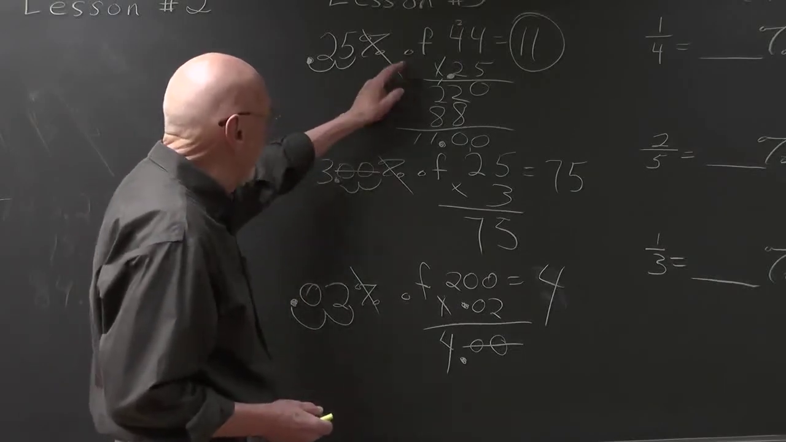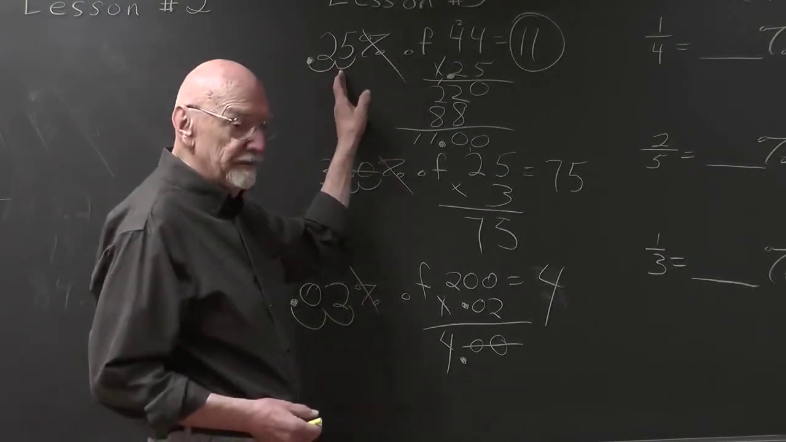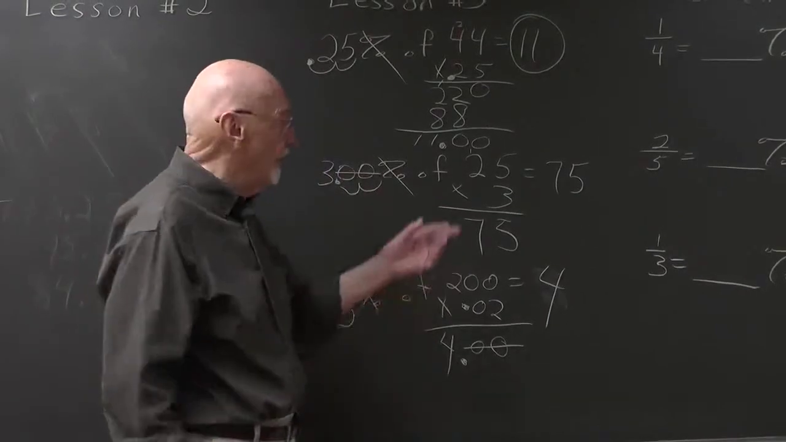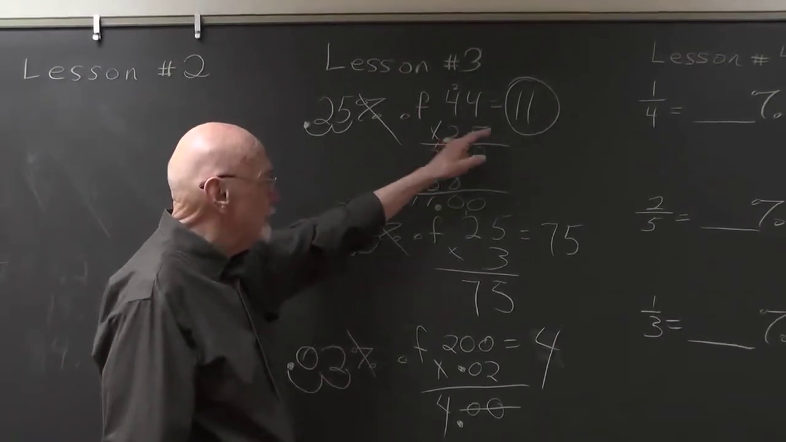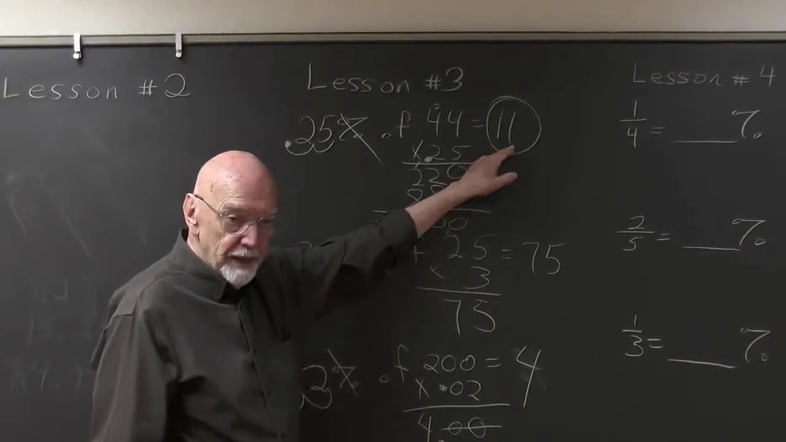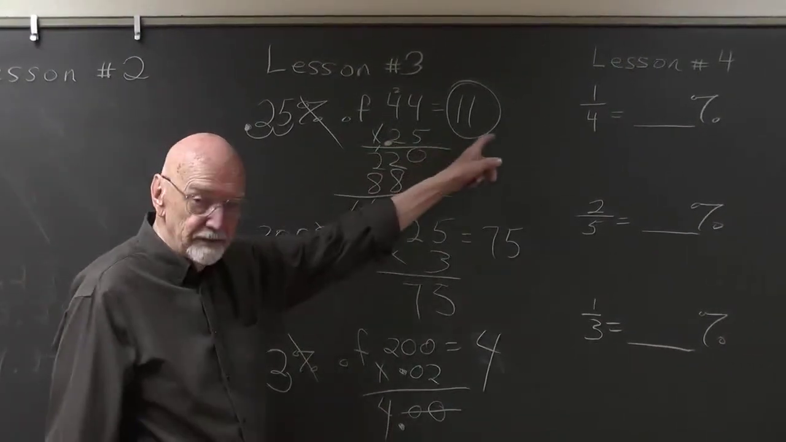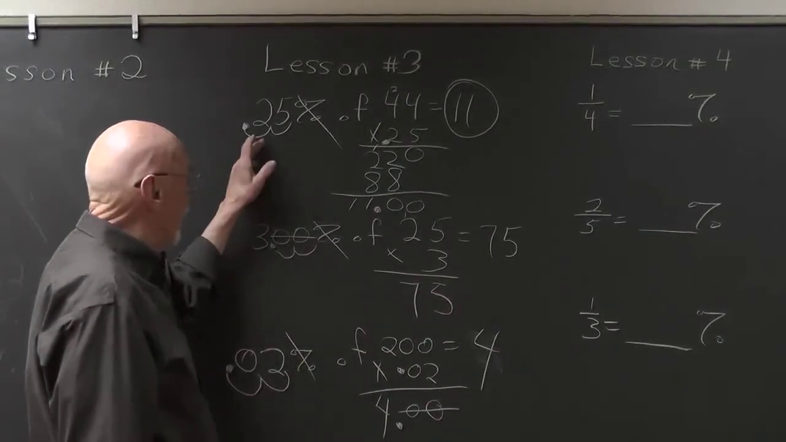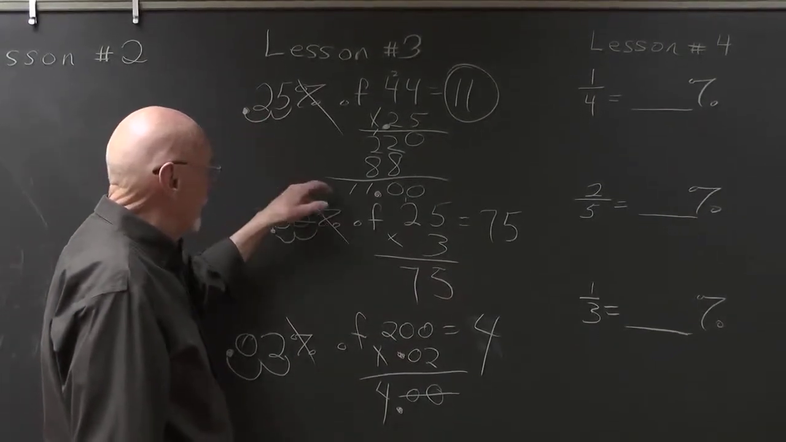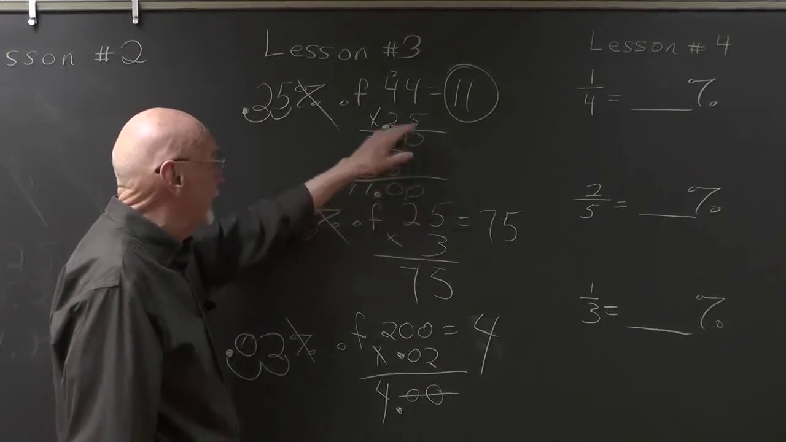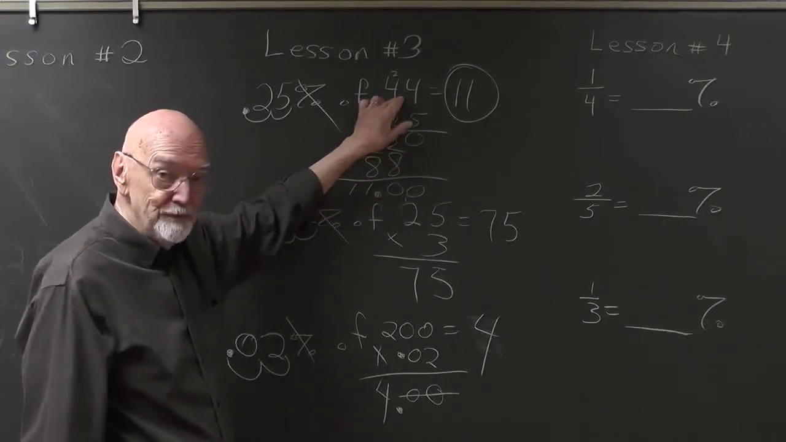25% of 44, 25 is like a fourth, and this is very sensible. If you were to divide 44 by 4, you would get 11. If you got 1,100, that would be absurd.